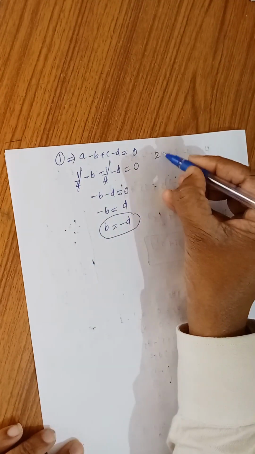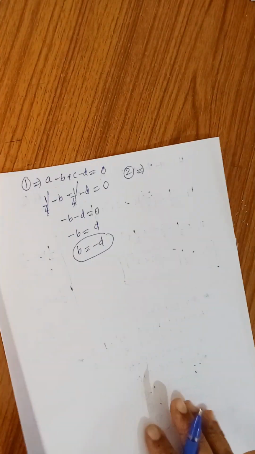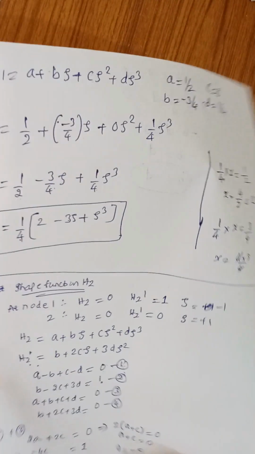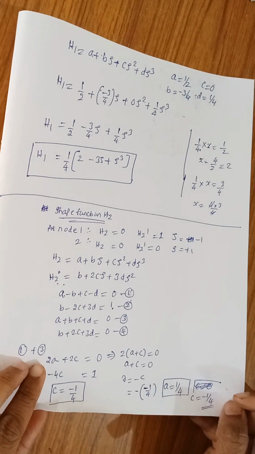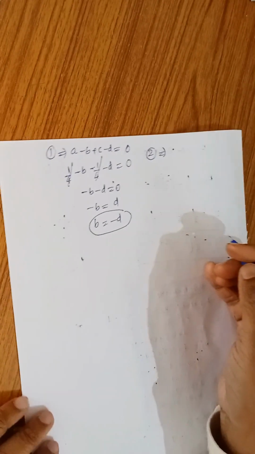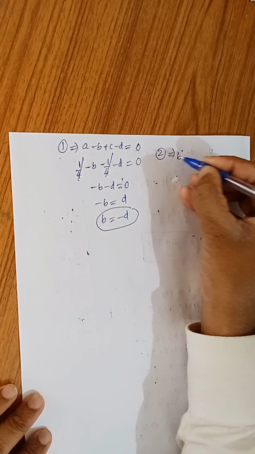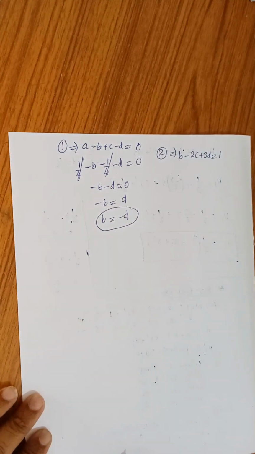So now let me see what equation 2 implies. Equation 2 is directly, you can just see from the question itself. So a minus b plus c minus d is going to be equal to 0. That's what we saw. So 1 by 4 and minus 1 by 4 got cancelled. b minus 2c plus 3d. So here we have b minus 2c plus 3d equal to 1. So we have that directly.